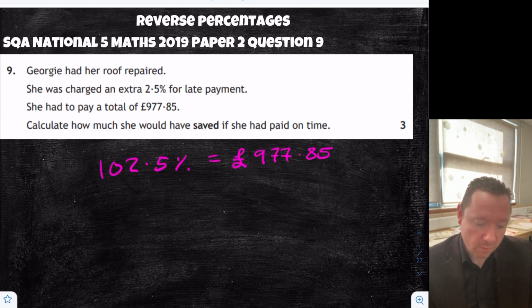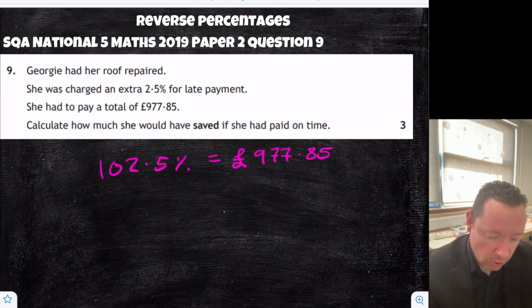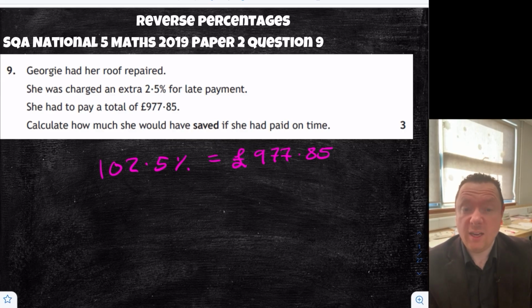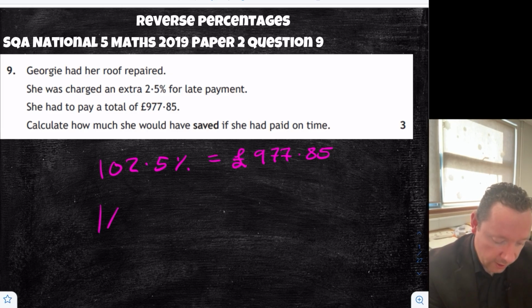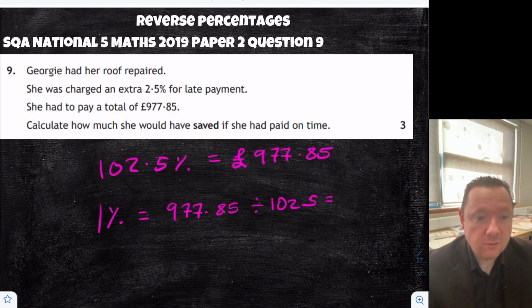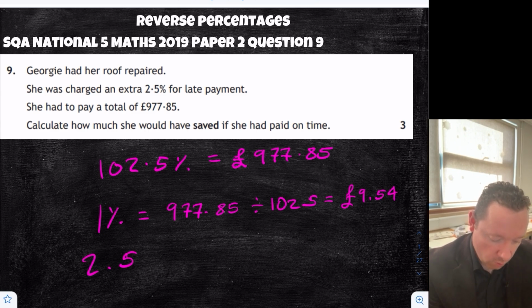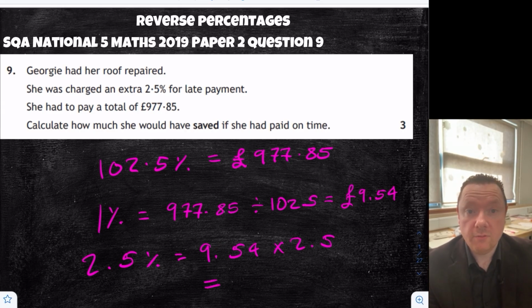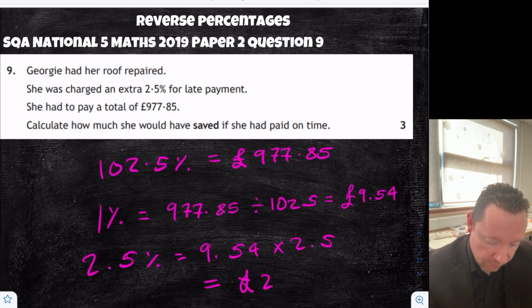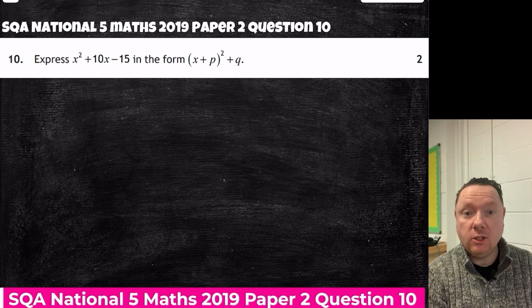Usually we go down to 1% and back up to 100, because usually we want to know how much it cost before, but this time we need to read the question. How much would she have saved? We just need to work out what 2.5% represents. So to work out 1%, we get our calculator out and do 977.85 divided by 102.5, and that gives us an answer of £9.54. And therefore, 2.5% is what she paid, so I do 9.54 times 2.5, and that gives me a final answer of £23.85. So she would have saved £23.85.